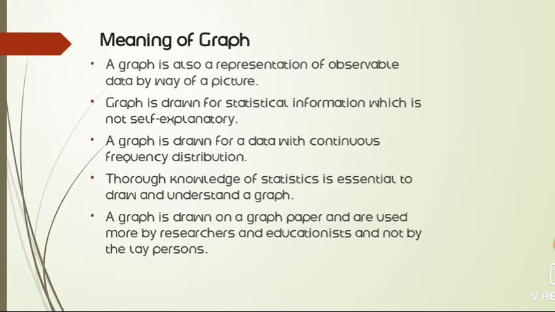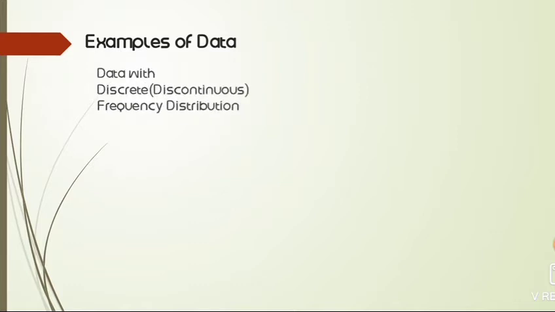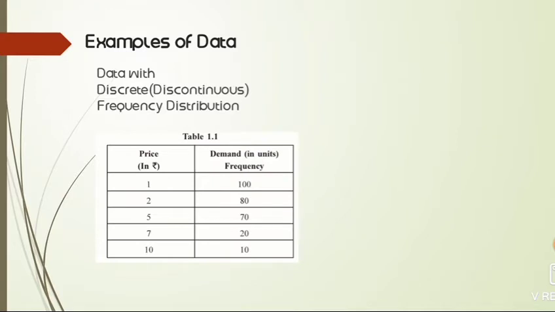Let's move to the third topic, examples of data. As I told you, there are some types of data. Here we are going to talk only about two types of data. First, data with discrete, or we can say discontinuous, frequency distribution. Let's take a look at an example.